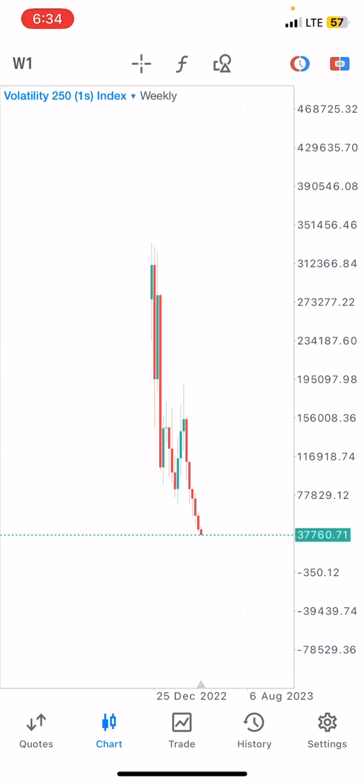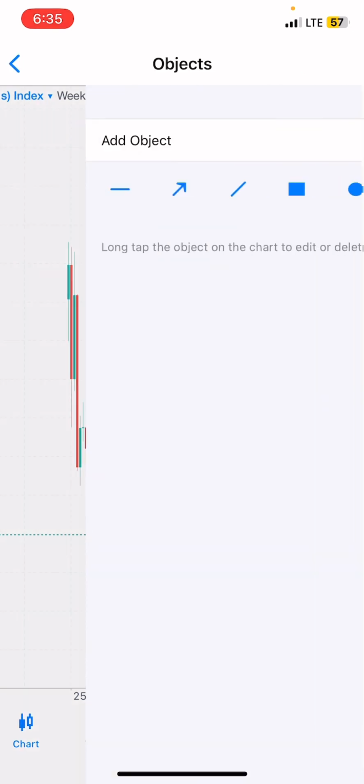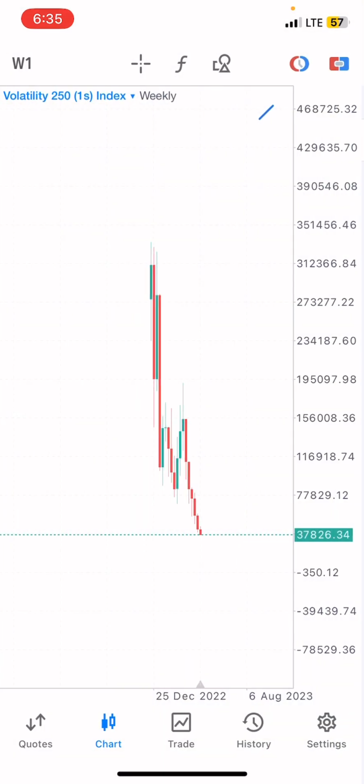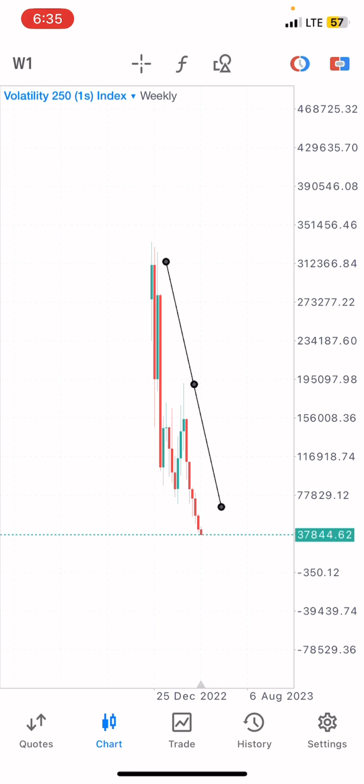On the weekly time frame, you can see that the market has been on this Volatility 25 1s, pushing downwards for weeks now, like a strong impulsive downward move.